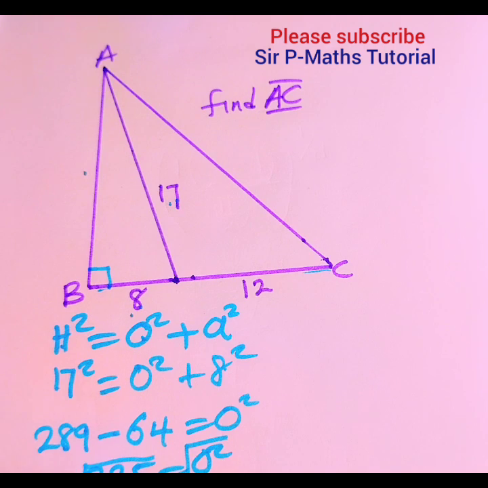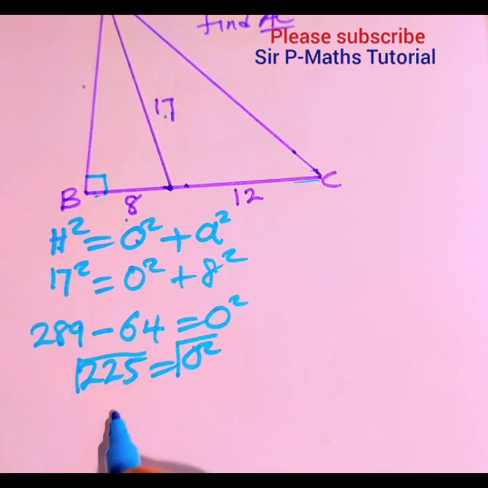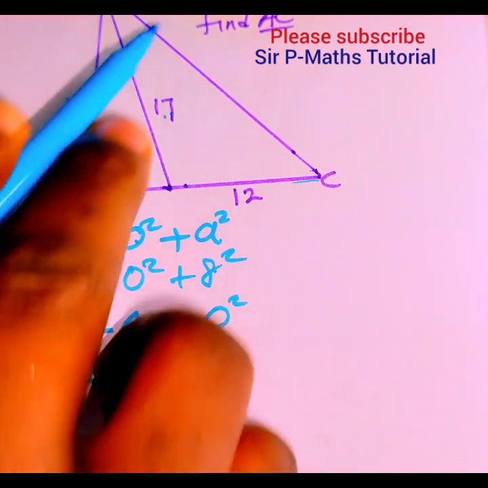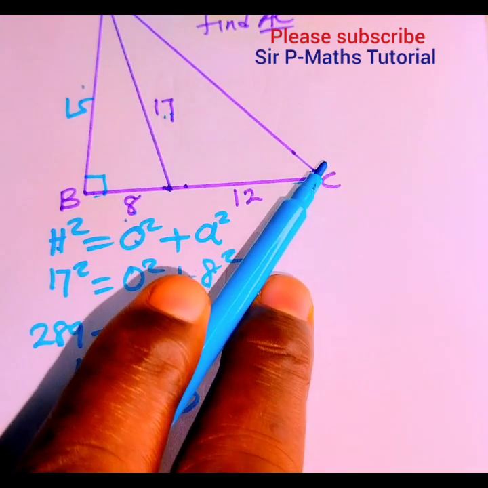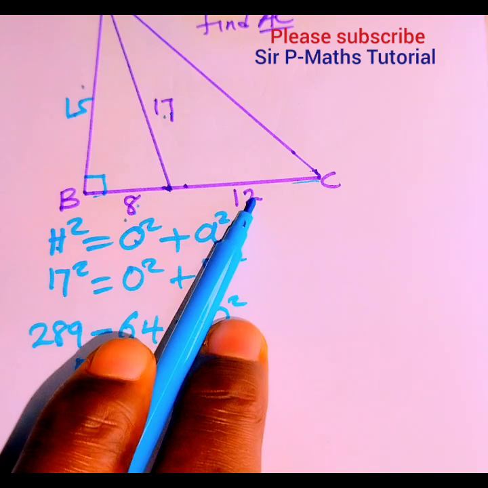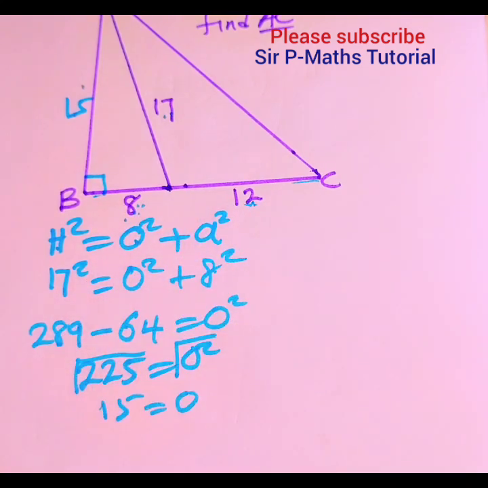Take the square root of both sides. Taking the square root of both sides will give me 15 as my O. So here is 15. So to get this side now, I will say 15 and here, which means BC is 20. 8 plus 12 is 20.